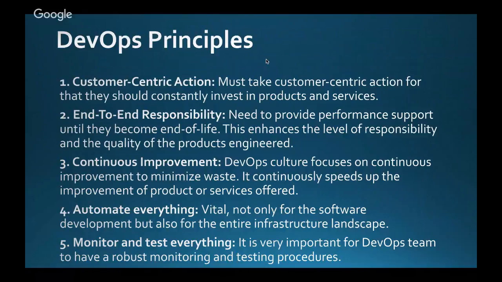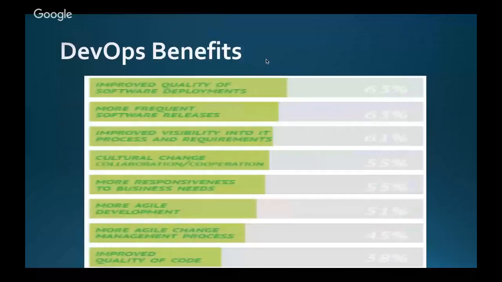So if you want to have a proper DevOps system working within your organization or in your project or in your team, you have to focus on these 5 DevOps principles. And only if these 5 principles are working fine, are being met, then only will your DevOps system be working in a perfect condition.